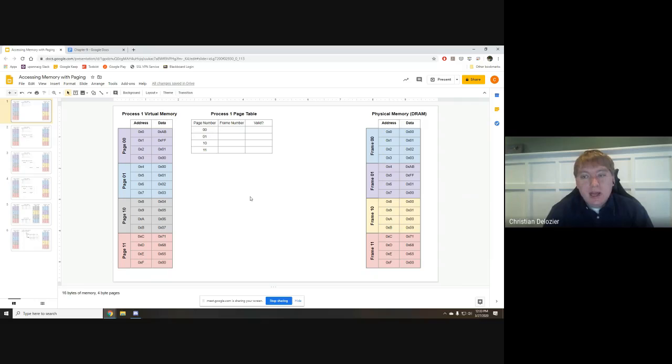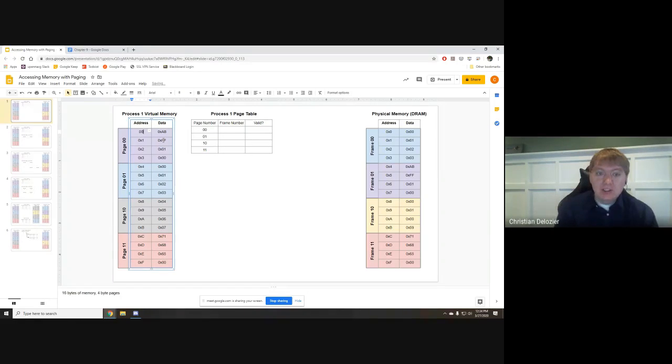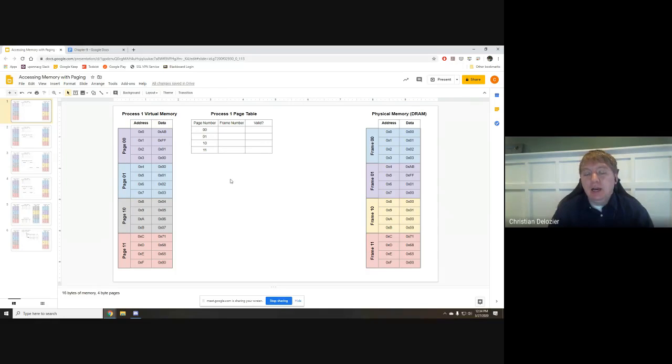So what I have set up here is a 16-byte memory. Not much space at all, but 16 bytes just so that I can represent it. We have the process 1 virtual memory on the left here. There are 16 different addresses, so we need 2 to the 4th different options to represent 16 different addresses, which means we need 4 bits, which is the same as 1 hex digit. So this address is really 4 bits, 0000, but I'm just going to represent it as hex 0 instead.